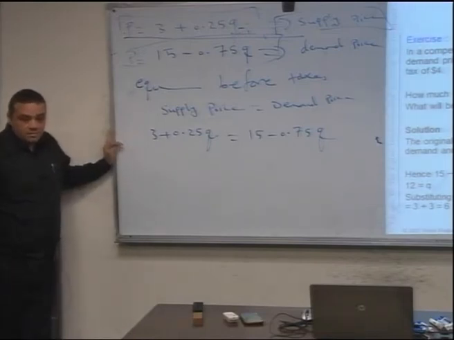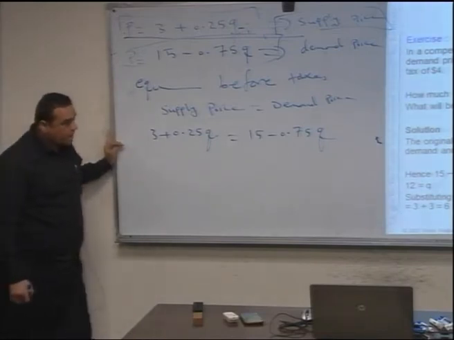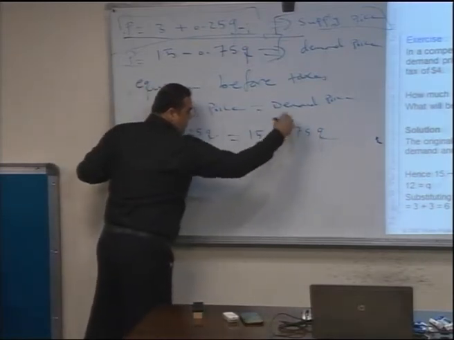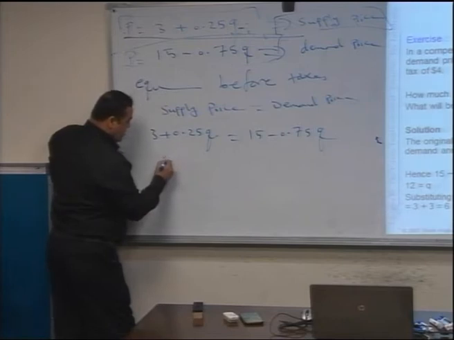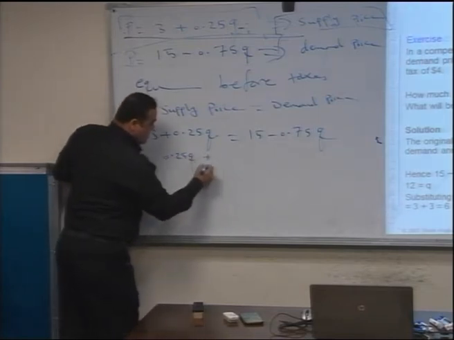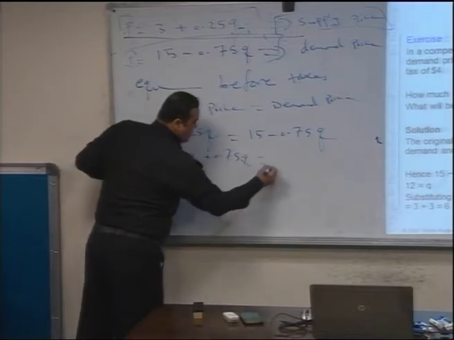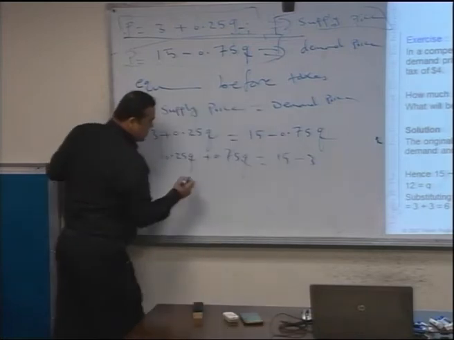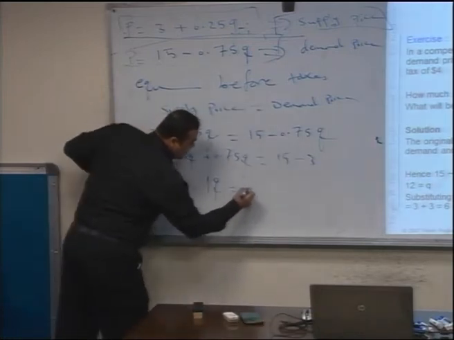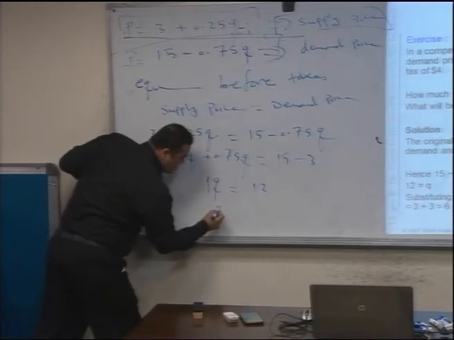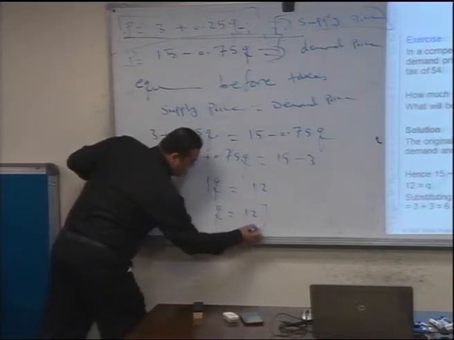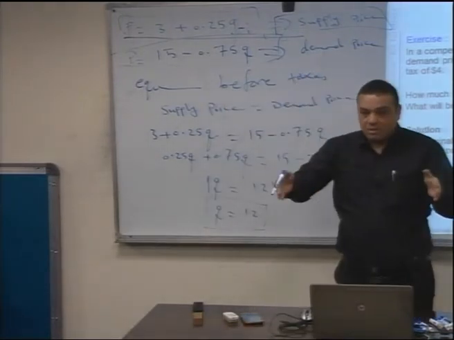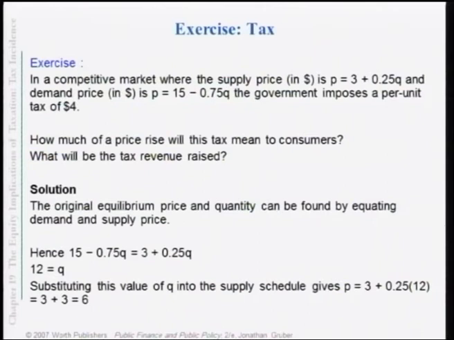Alright? We have to calculate Q. So 0.25 Q plus 0.75 Q equals 15 minus 3. So 1 Q equals 12, so Q equals 12 units. This is the original equilibrium quantity.